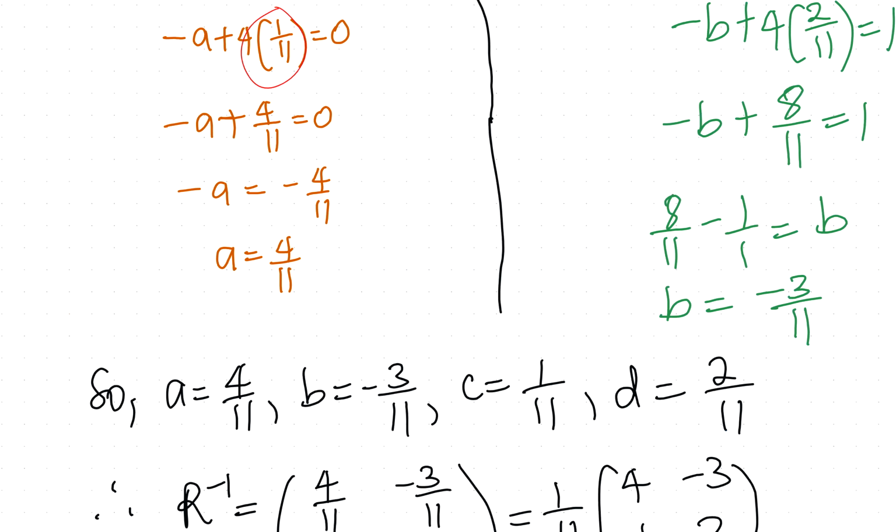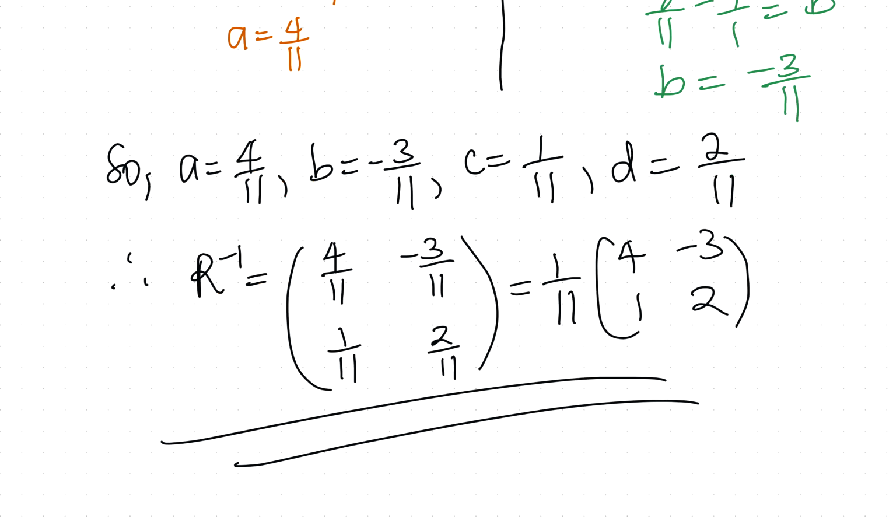So A is 4 over 11. B is minus 3 over 11. C is 1 over 11. D is 2 over 11.